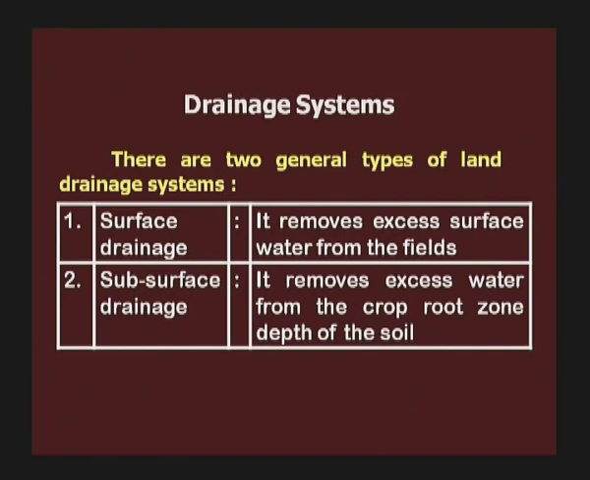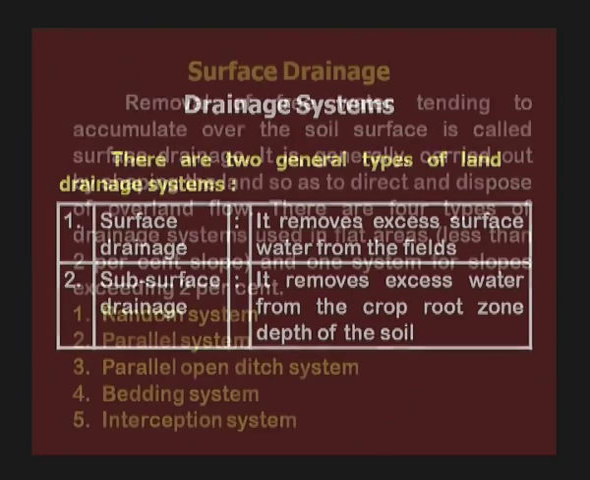Drainage systems. There are two general types of land drainage systems: surface drainage and subsurface drainage. Surface drainage removes excess surface water from the fields. Subsurface drainage removes excess water from the crop root zone depth of the soil. Both the types of drainage are necessary, surface drainage and subsurface drainage, so that the excess water may be removed from the surface as well as root zone depth.